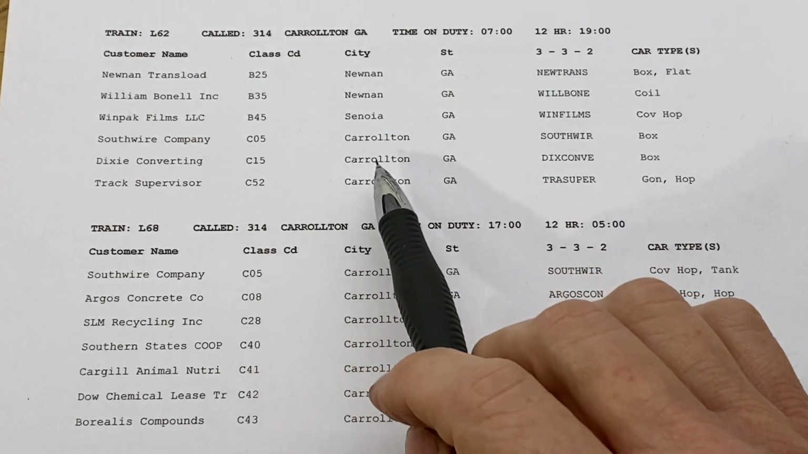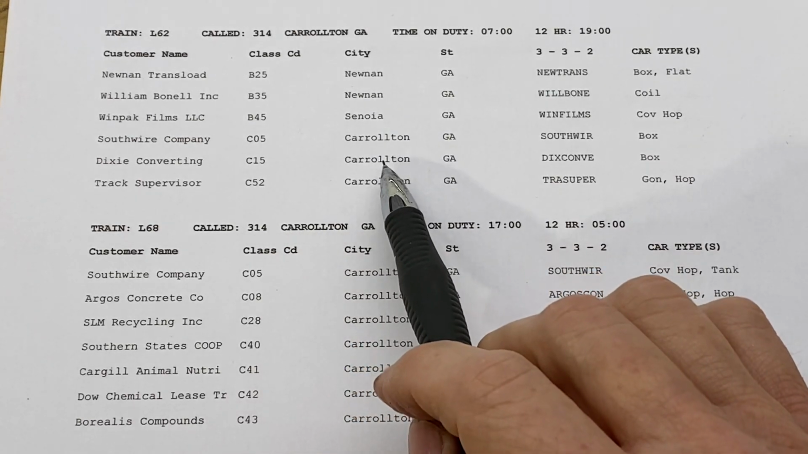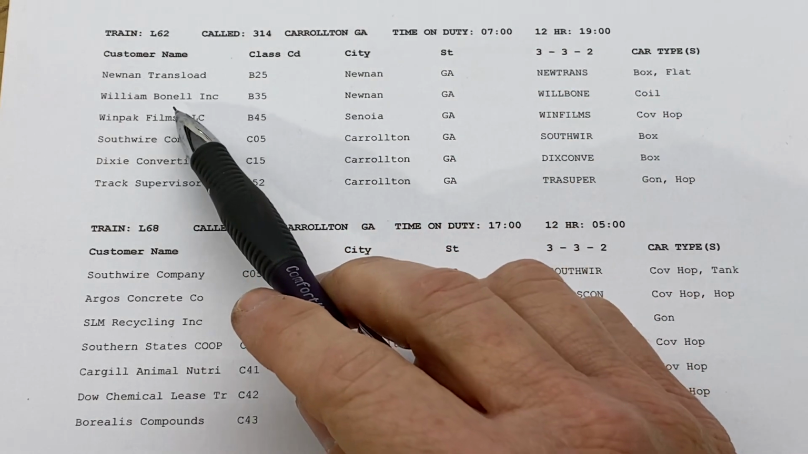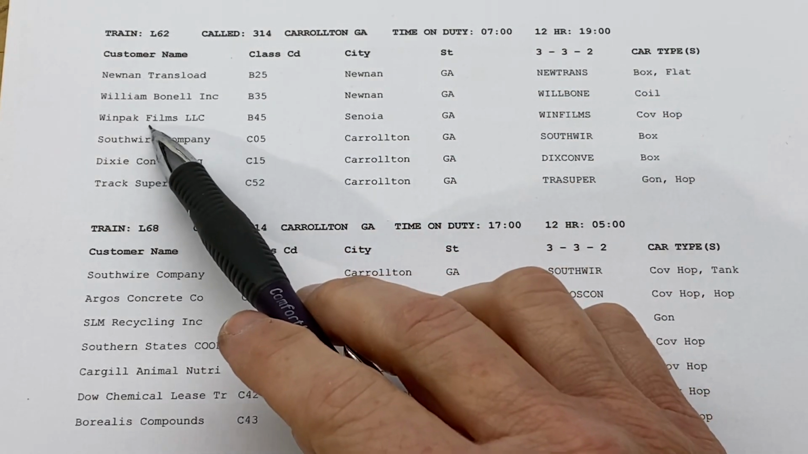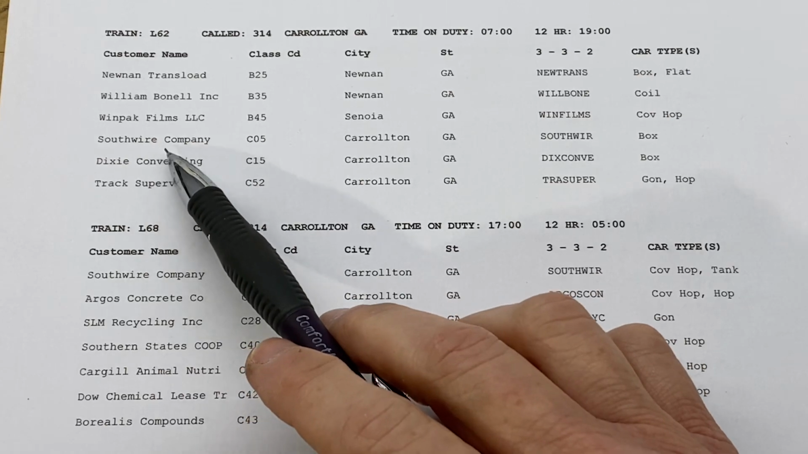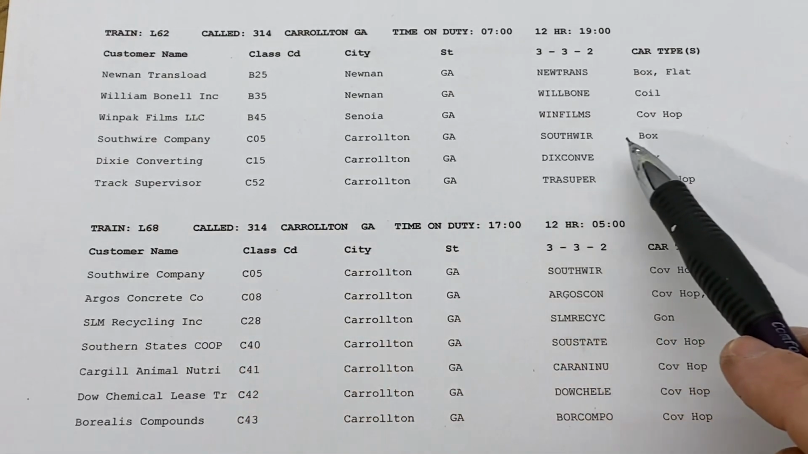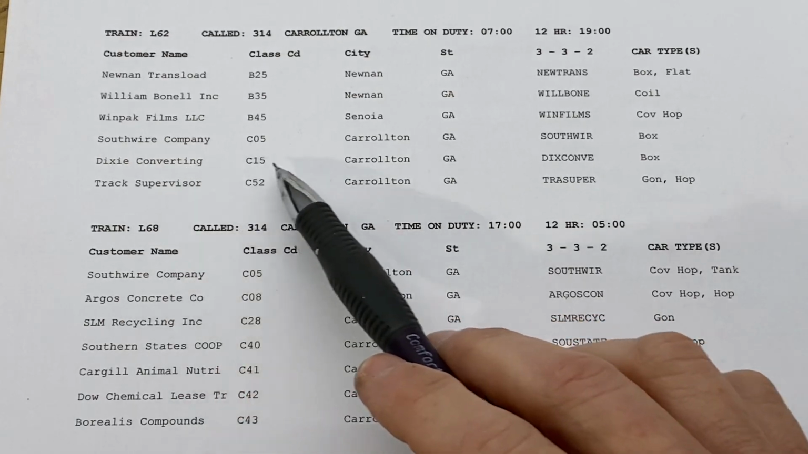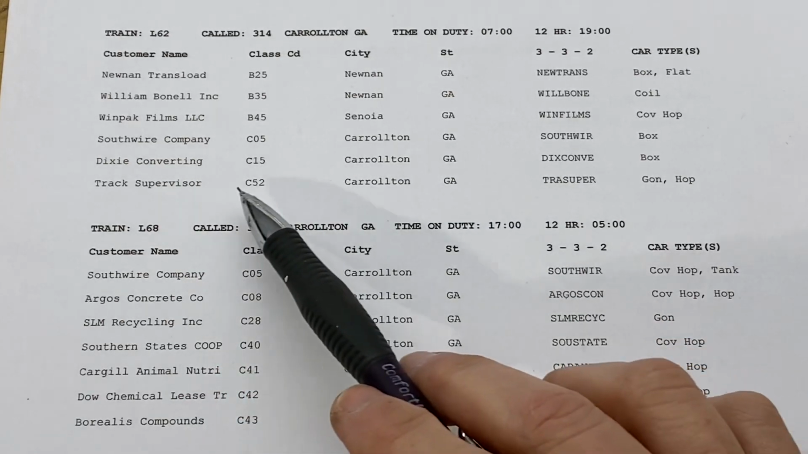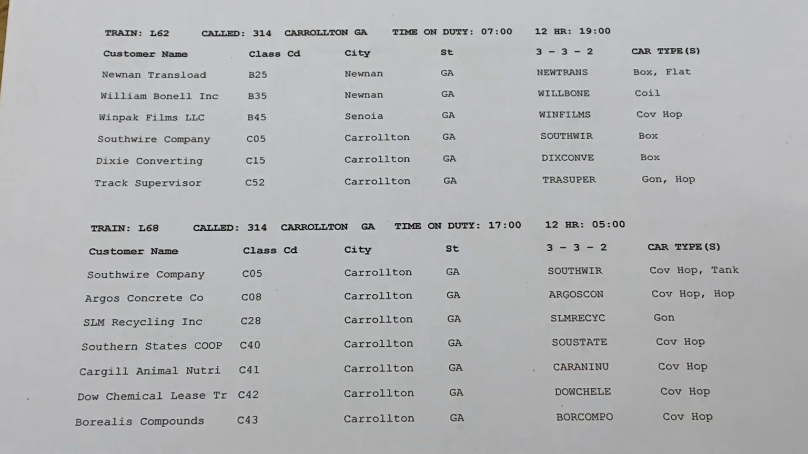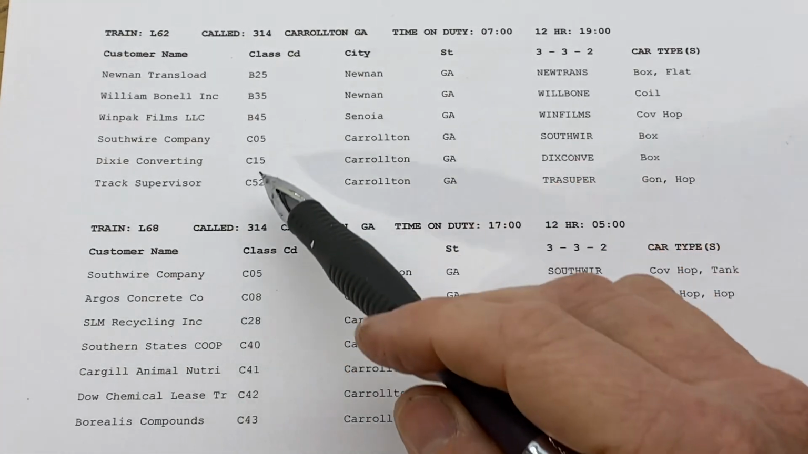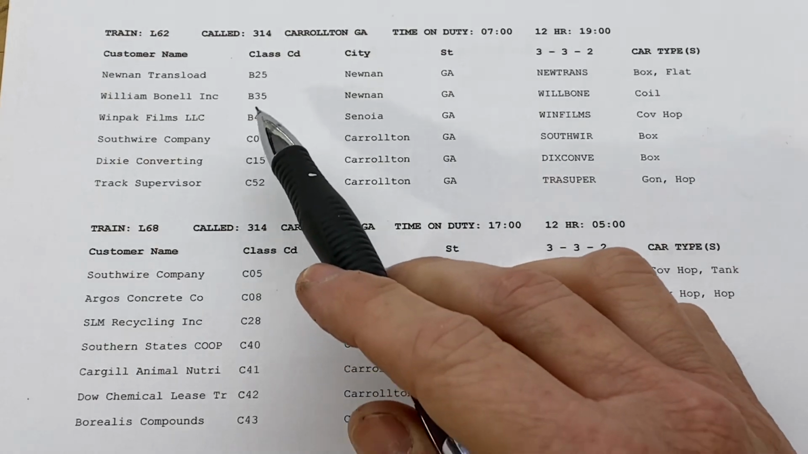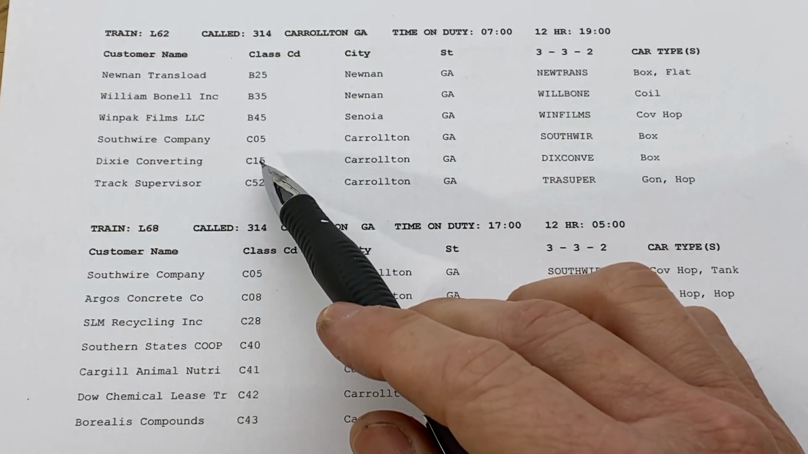And it does have a couple of places that it works in Carolton. So you'll see all these industries: Noonan Transload, William Bonnell, Windpack Films, Southwire. This is the boxcar section of Southwire. Dixie Converting, they get boxcars in, and also the track supervisor there. Doesn't mean these industries get worked every day. So on a typical work order, you may see only 3 or 4 show up on the work order.